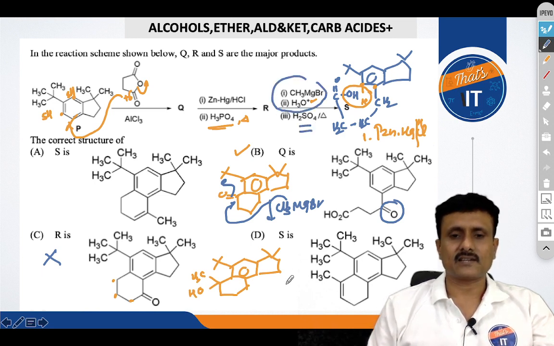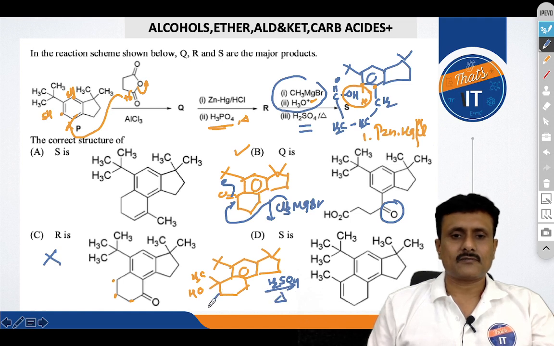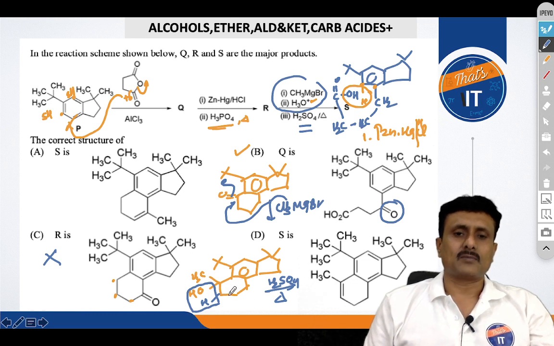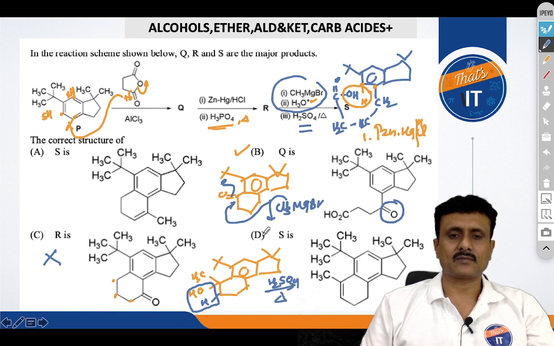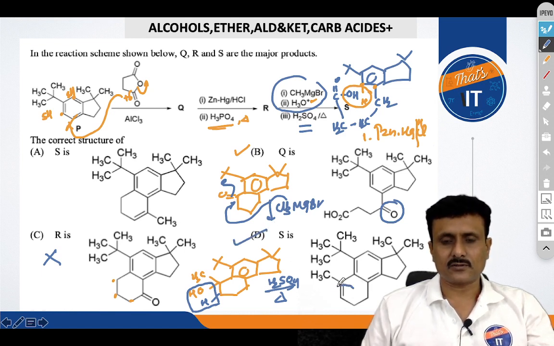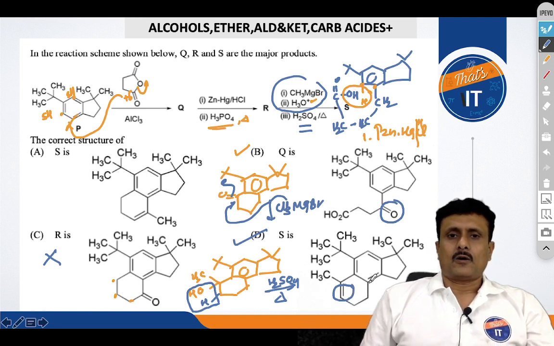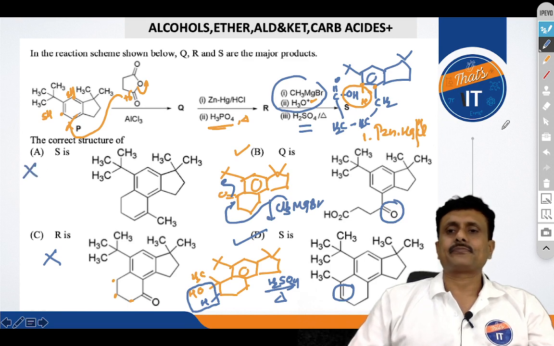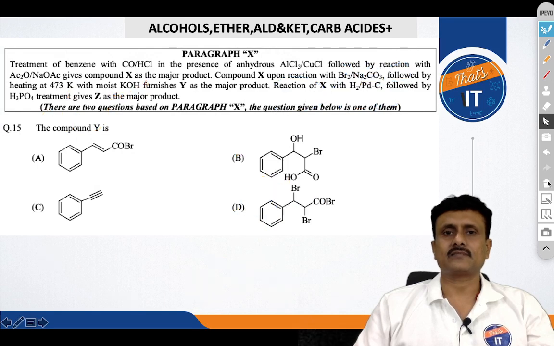Now you can see you are using a dehydrating agent again. That means you are removing H2O from these positions. That means you will be getting a double bond over here. You have to check the option, isn't it? So that is nothing but S. So you can see that it is giving rise to S. You can see that you got a double bond here. So the right answer for this question should be option B and option T. Okay. Chalo, let's see the next question.